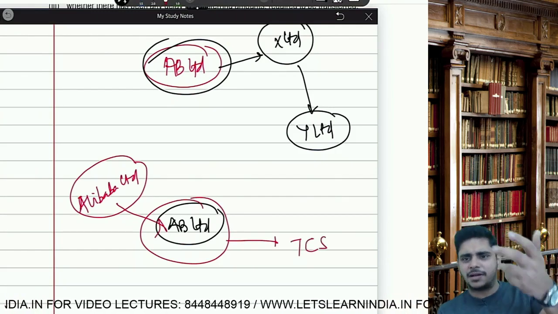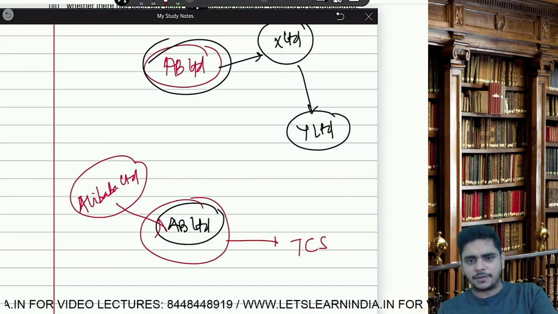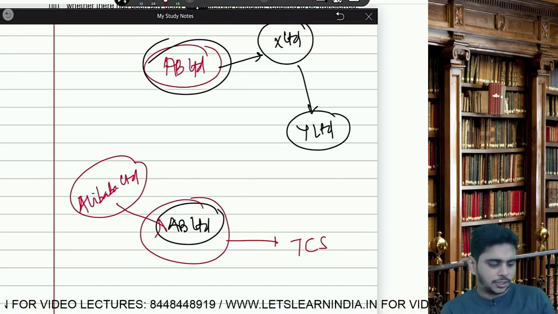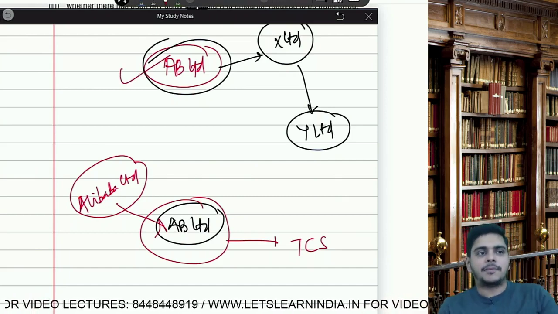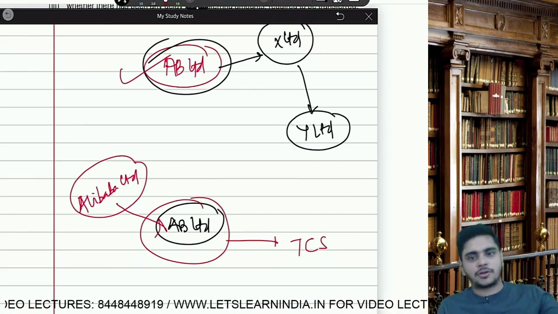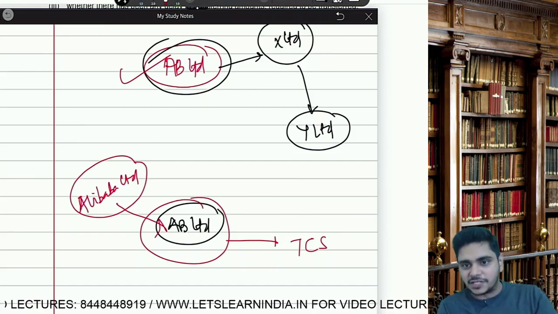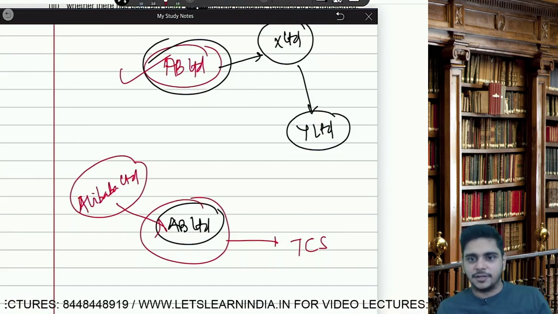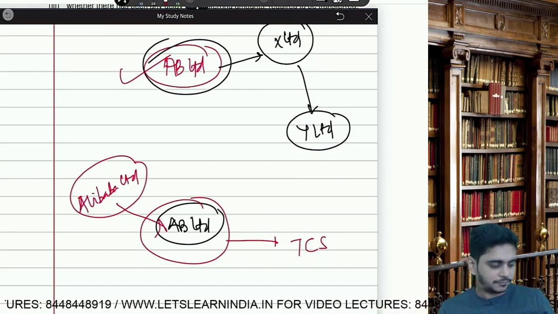If you remember, the same example I have given everywhere. So here also you are auditing from the perspective of AB Limited. AB Limited has not given. Here in the second example, Alibaba has not given to AB, and AB has not received it and given it to TCS. The auditor will state this in the report.